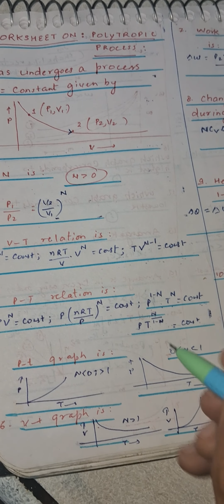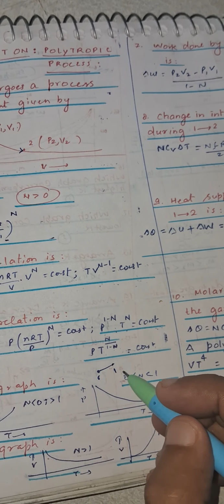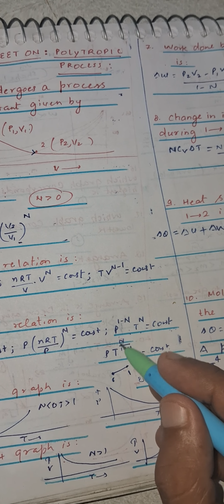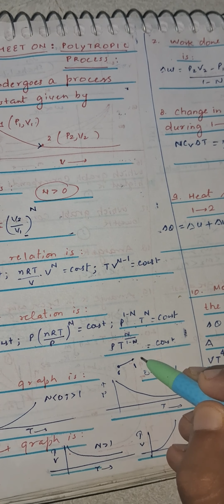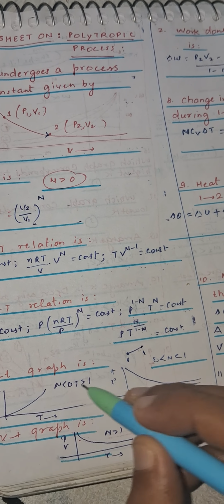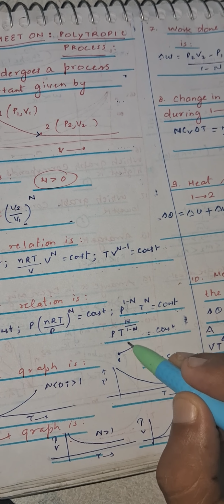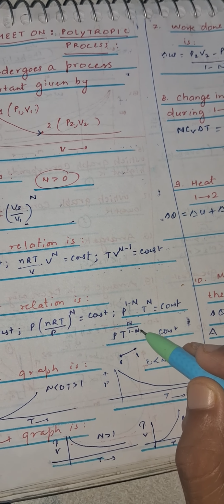As we can analyze, from here it is 0, here it is 1. So if we think for the greater than 1 domain, 1 minus n will be negative, n will be positive. So this entire thing will be negative. That will make a proportionality like P will increase with T, as shown over here. And if n lies between 0 and 1, n is positive, but this term will be negative.